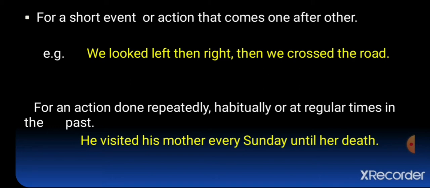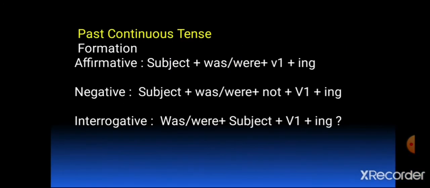Then students, for an action done repeatedly, habitually, or at regular times in the past. For example, he visited his mother every Sunday until her death. Means until her death. उनकी death होने से पहले की बात है. He visited, उनकी एक habit थी ये. He visited his mother every Sunday until her death. Here students, we can use simple past tense.